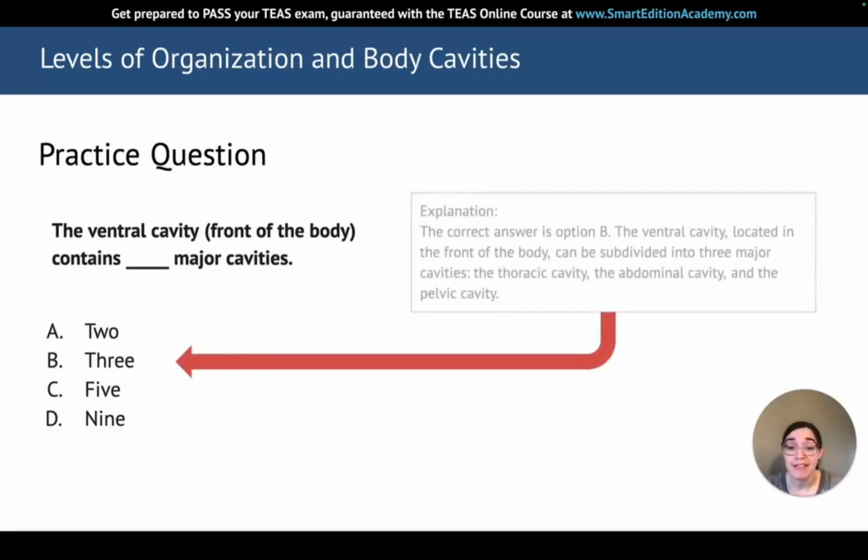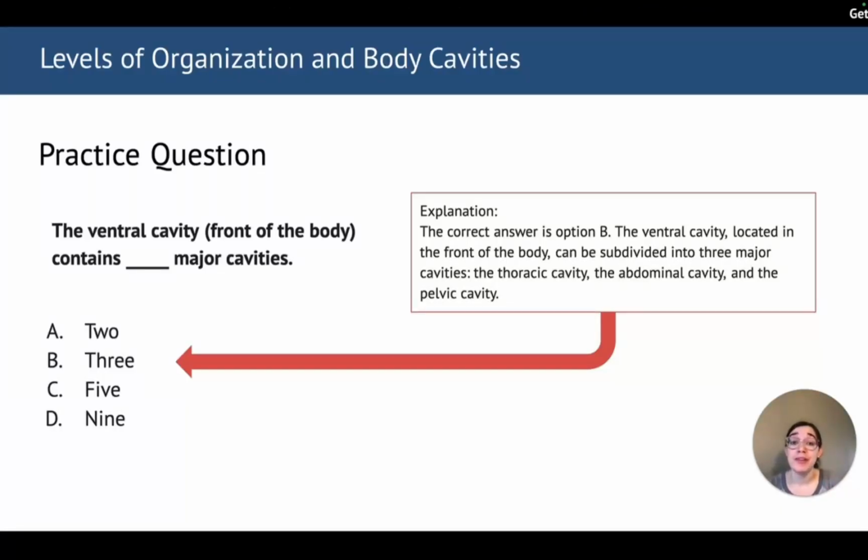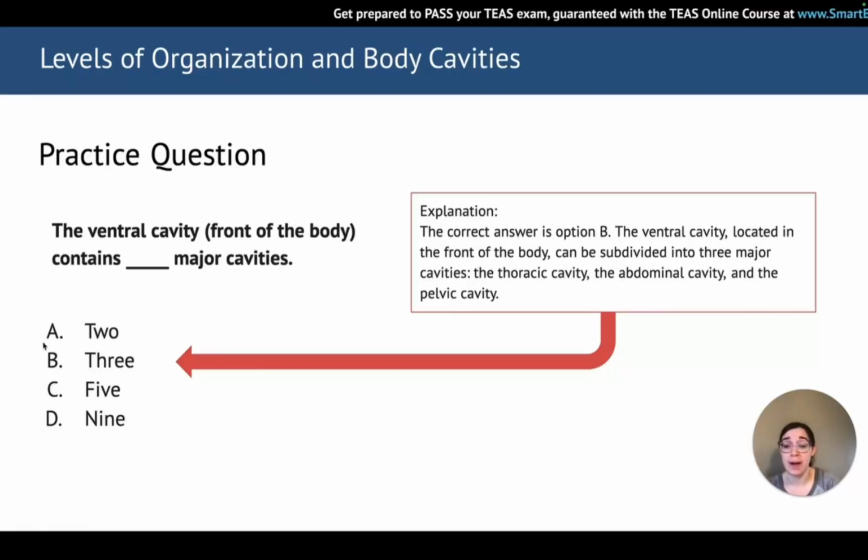The ventral cavity in the front of the body contains 3 major cavities. These include the thoracic cavity, the abdominal cavity, and the pelvic cavity. Now, we did say that sometimes the abdominal cavity and the pelvic cavity are referred to collectively as the abdominopelvic cavity, but remember that even if that is the case, they are still technically distinguishable as separate cavities. So the correct answer here is option B, 3.